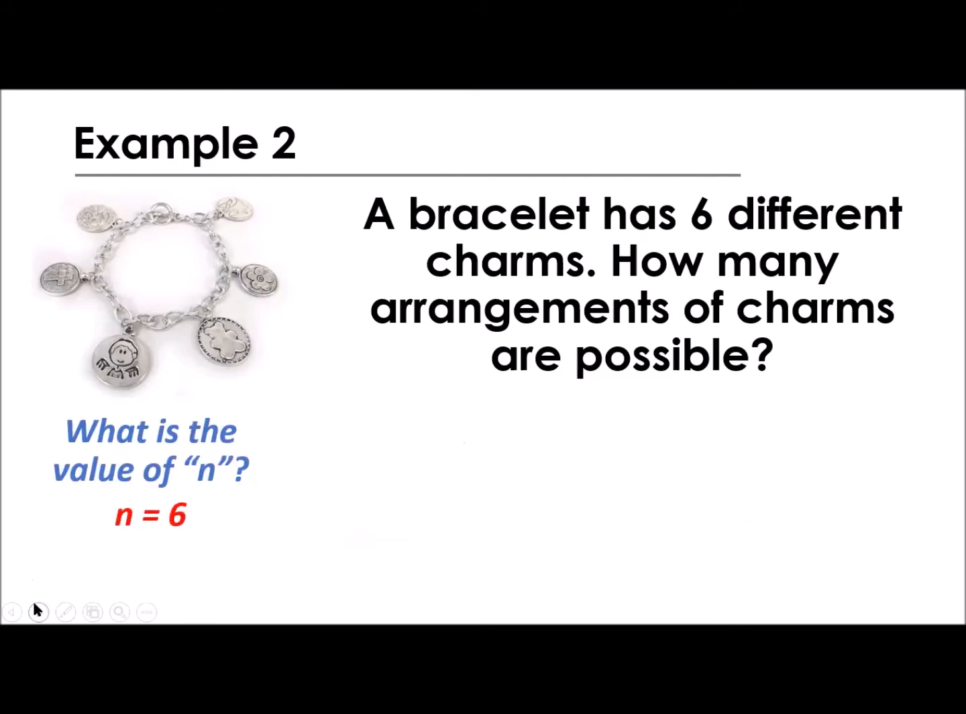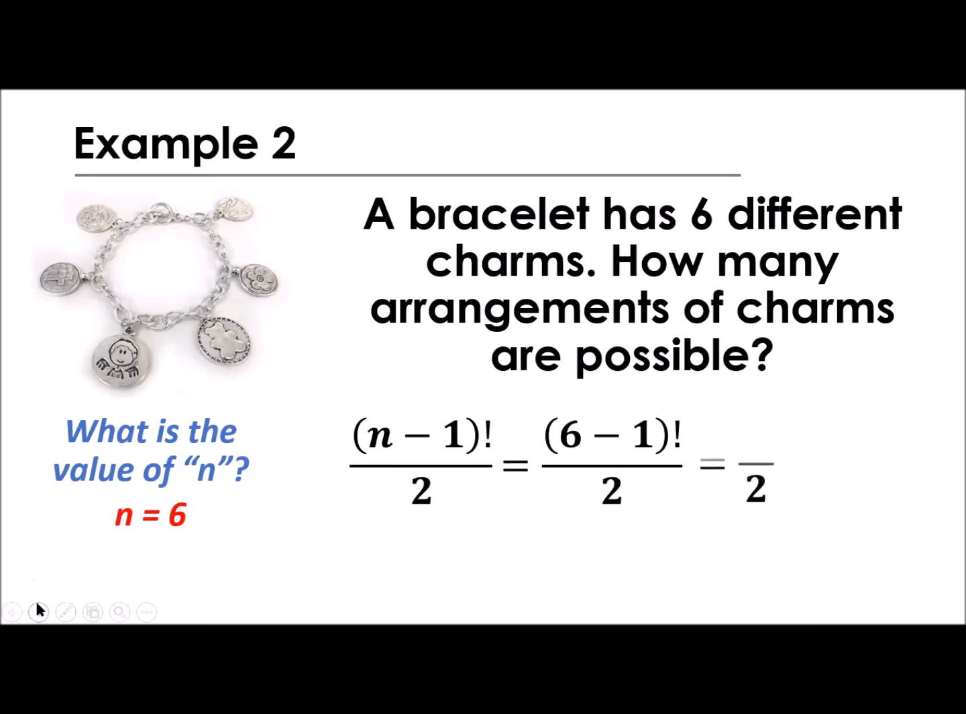So, how are we going to solve for this? Again, our n is equal to 6. Apply it in the formula. Substitute n by 6 and then simplify. 6 minus 1, the answer there is 5 factorial. Then divided by 2. 5 factorial is 120. Divided by 2, the answer there is 60 ways. So that's how you solve for a problem pertaining to bracelet with different charms.